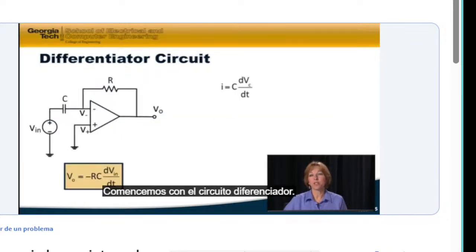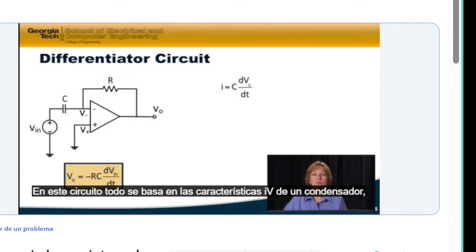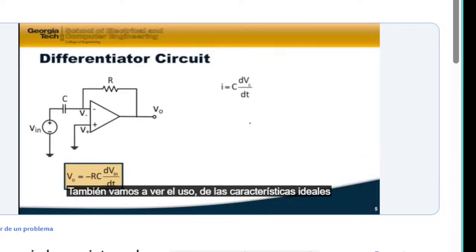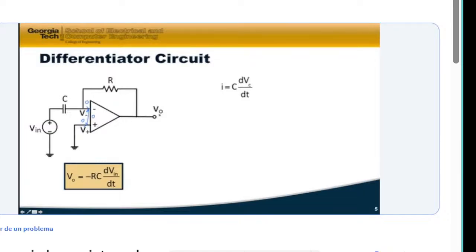Let's start with the differentiator circuit. In this circuit, everything is based on the IV characteristics of a capacitor: I is equal to C dVc/dt. We're also going to use the ideal characteristics of an ideal op-amp, which is zero current going into these two terminals, and then the voltage drop across here is zero.